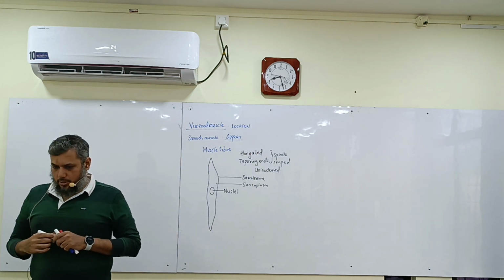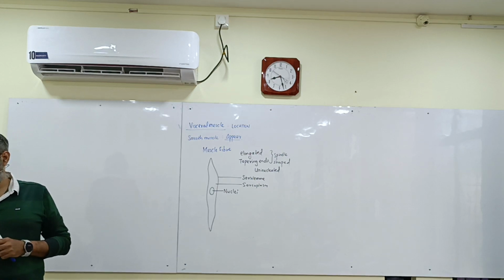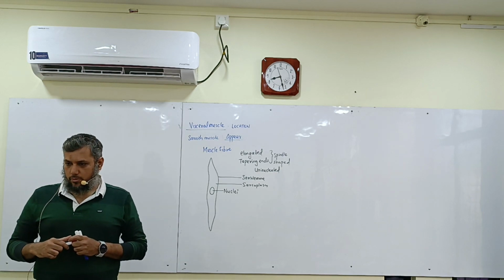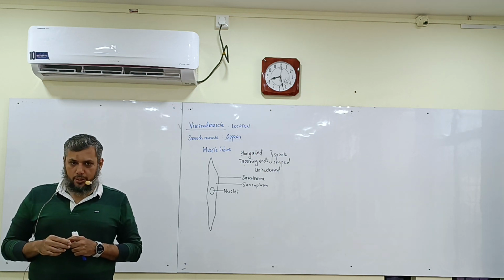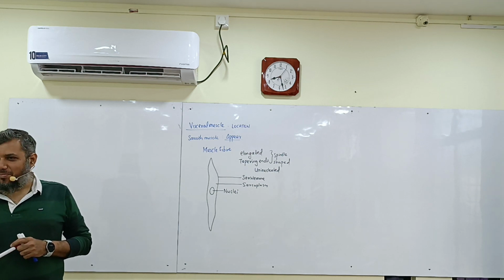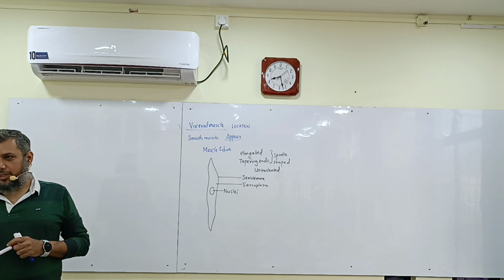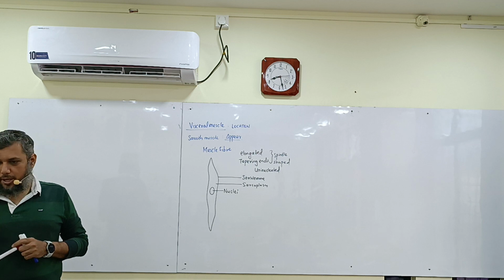Now the next question is, does the sarcoplasm show the presence of myofibrils? If myofibrils are not there, it will not undergo contraction and relaxation. So myofibrils will be present. Myofibrils will be there, but they will not be parallelly arranged. As a result, the light bands and the dark bands will not overlap and you will not get a striated appearance.